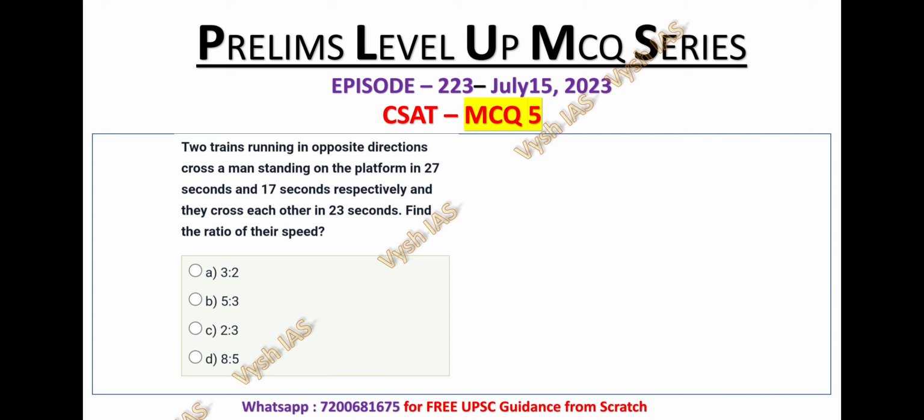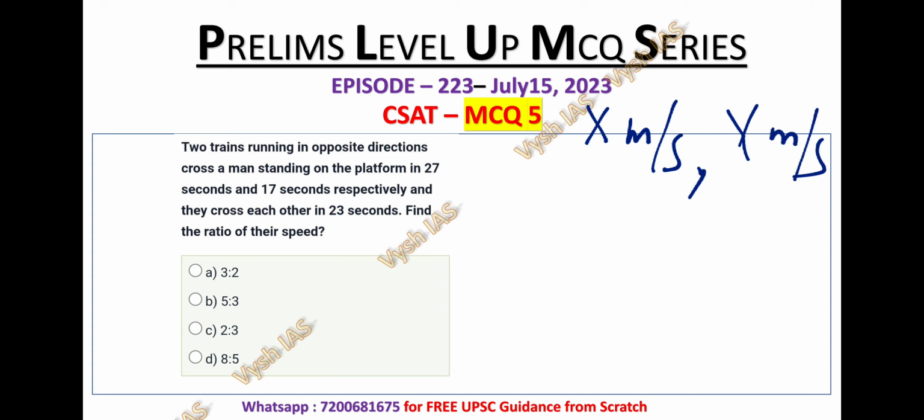Now let's solve MCQ number 5, the final MCQ of the day. Two trains running in opposite directions cross a man standing on the platform in 27 seconds and 17 seconds respectively, and they cross each other in 23 seconds. Find the ratio of their speeds. Let's take the speeds of the two trains as x and y. One train's speed is x meters per second and the other train's speed is y meters per second.